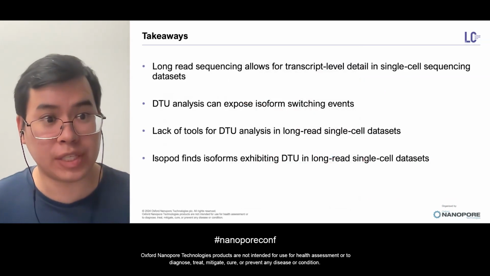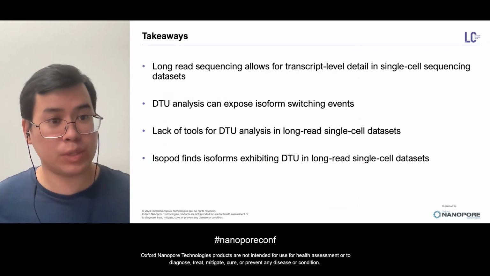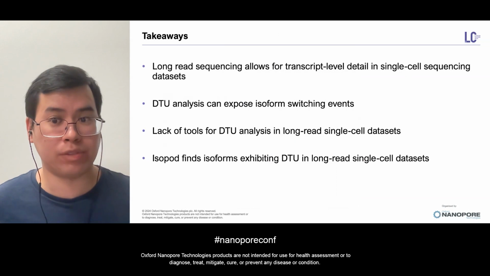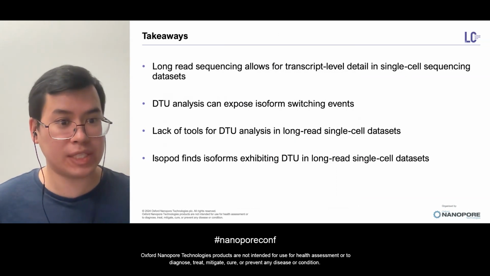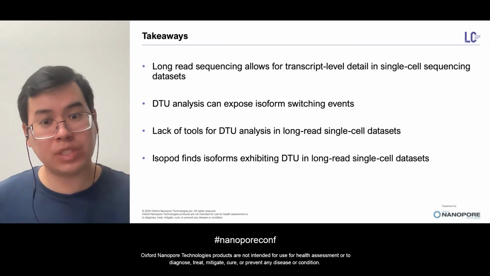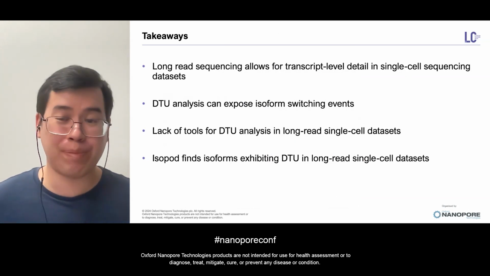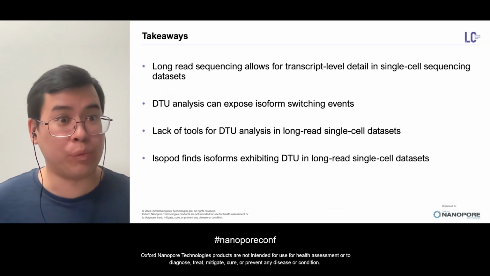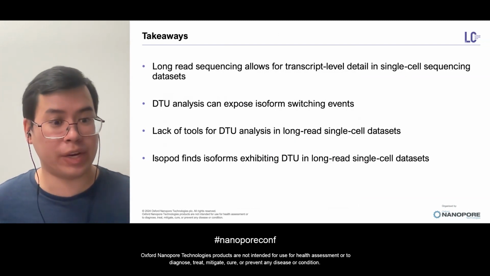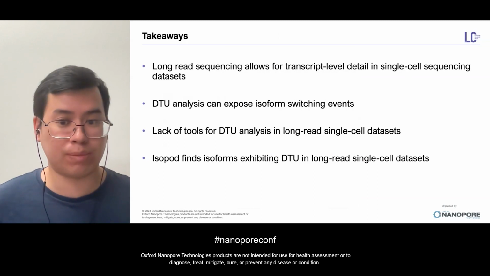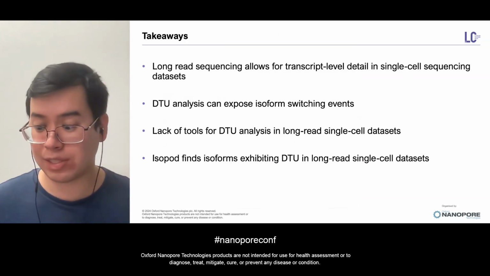So we're still working on this. And as a couple of takeaways, I just want to reiterate that we can use long-read sequencing for these transcript level details in single-cell sequencing datasets. We can expose these isoform switching events by using this DTU analysis. There's not that many tools in there. And currently, we're developing an R package that we call Isopod to find these isoforms exhibiting differential transcript usage in long-read single-cell datasets.